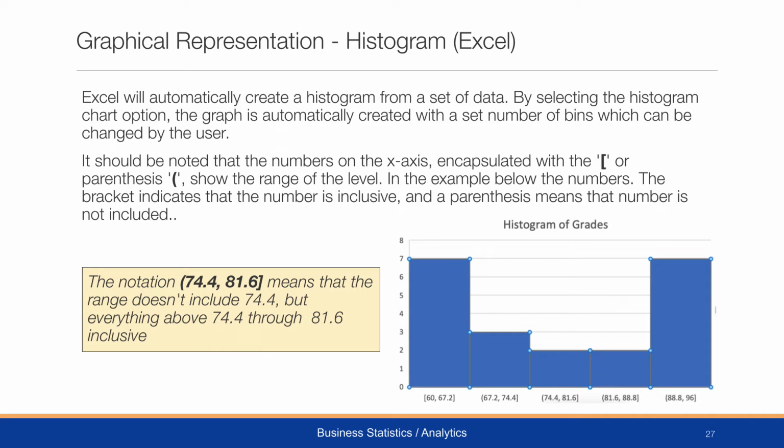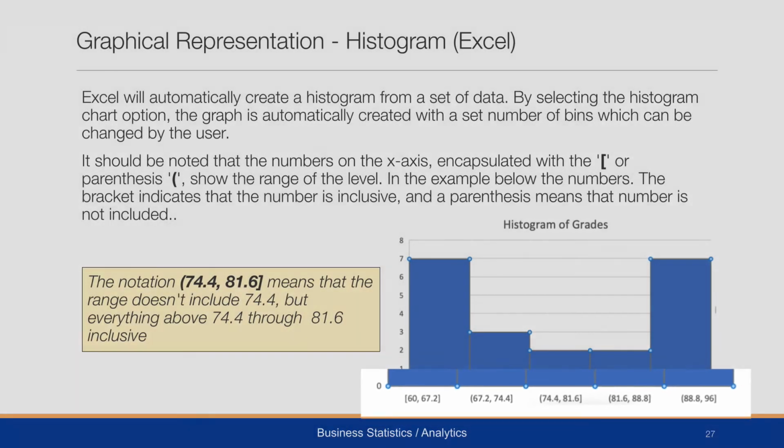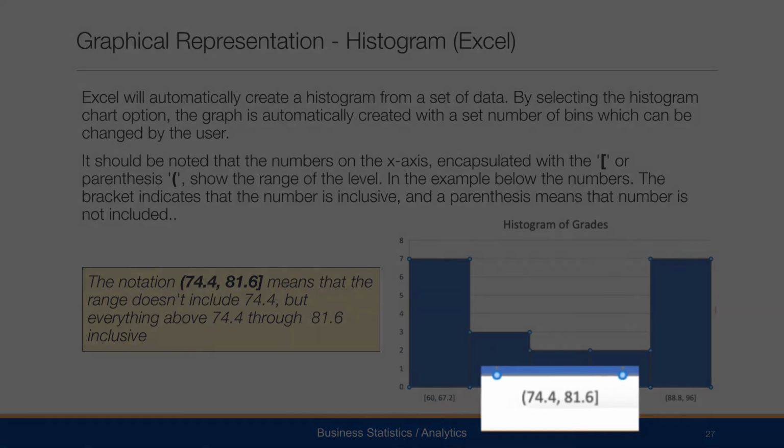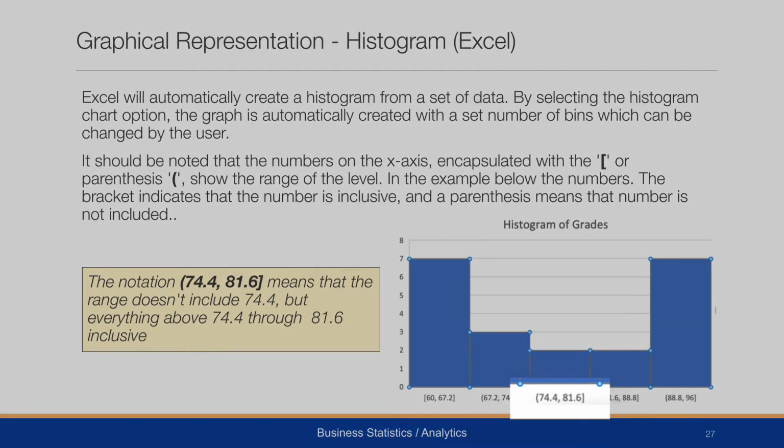So as we said, Excel will automatically create a histogram from a set of data by selecting the histogram chart option. It automatically creates it with a set number of bins, which you can change. And it should be noted that the numbers on the x-axis are encapsulated with a bracket or parenthesis that show the range or the level. In the example below, we have the numbers. The bracket indicates that the number is inclusive, and a parenthesis means that the number is not included. So the notation 74.4, 81.6, parenthesis and bracket respectively, means that the range does not include 74.4, but everything above 74.4 through 81.6 inclusive.